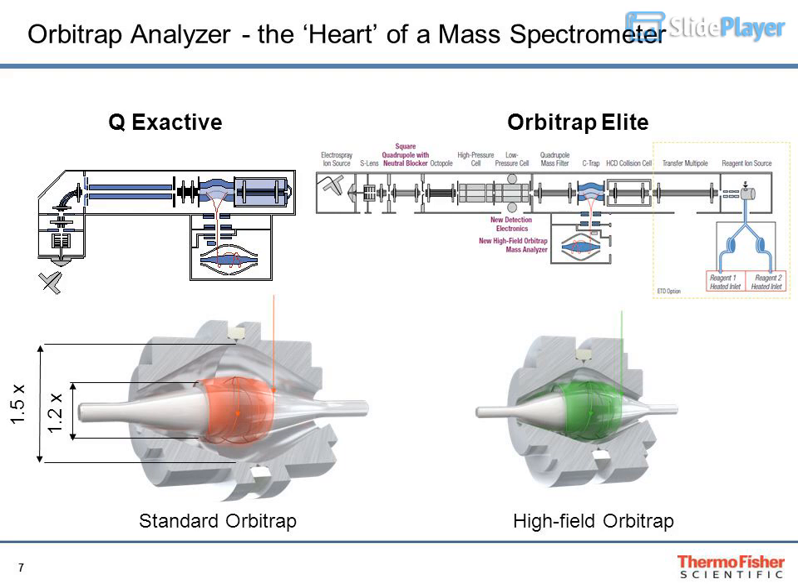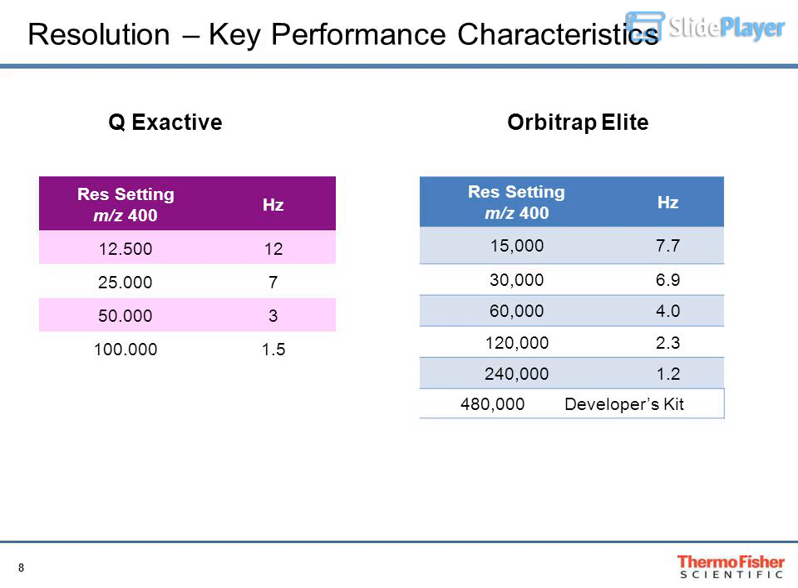Standard Orbitrap, high-field Orbitrap, resolution, key performance characteristics. Q-Exactive, Orbitrap Elite. Resolution setting at m/z 400, in Hz: 12,500, 12; 25,000, 7; 50,000, 3; 100,000, 1.5.